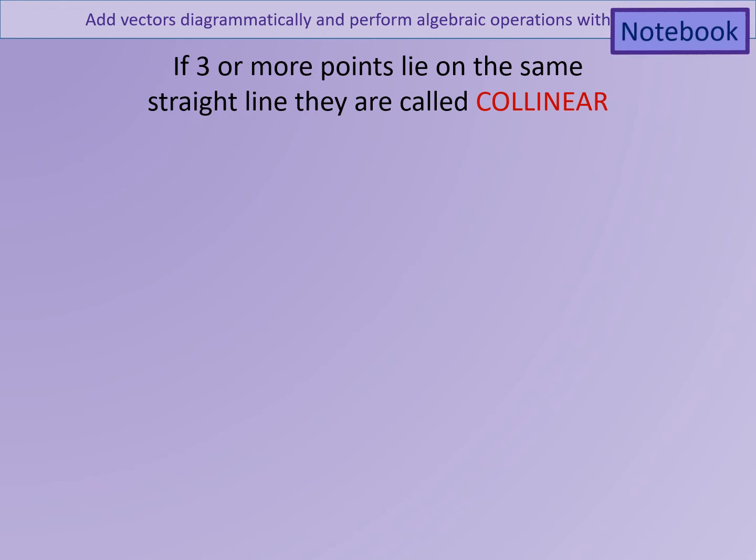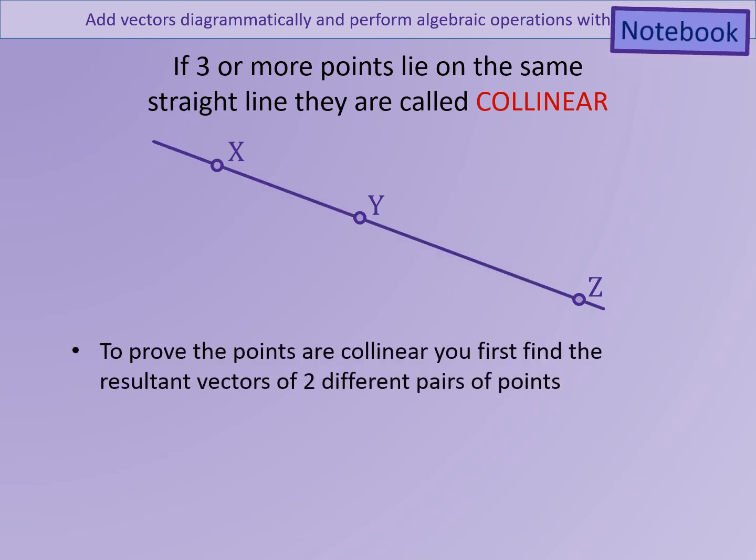If 3 or more points lie on the same straight line, they are called collinear. Here we have 3 points, x, y and z, and we need to do something similar to what we just looked at moments ago. If we're going to prove that these lie on a straight line, there's a couple of things we need to do.